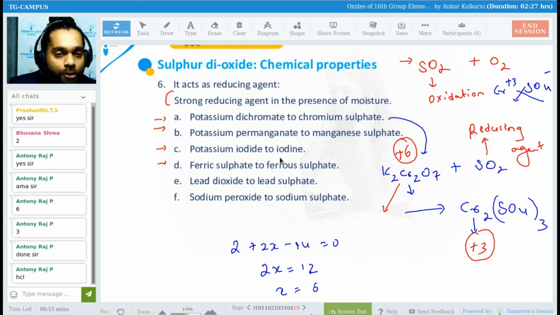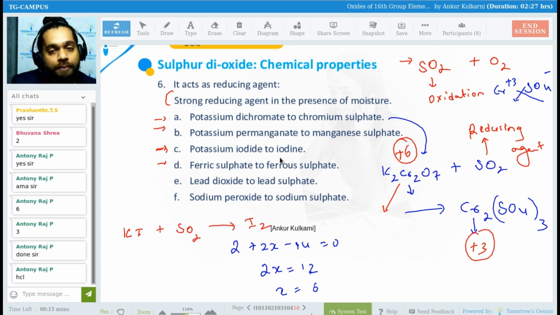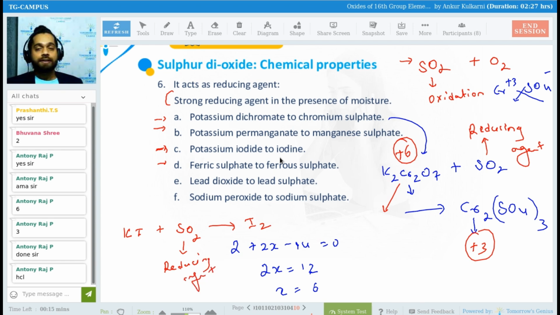All of these reactions tell you the same thing: potassium permanganate to manganese sulfate, and potassium iodide, KI, if I react it with SO2, it will give me I2. Again, it is going from -1 to 0. So again, it is proving that SO2 is my reducing agent. SO2 acts as a reducing agent.